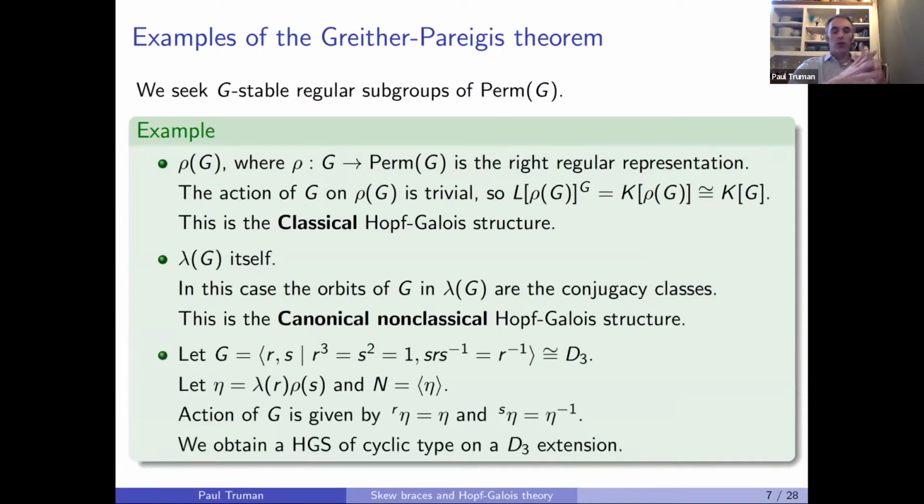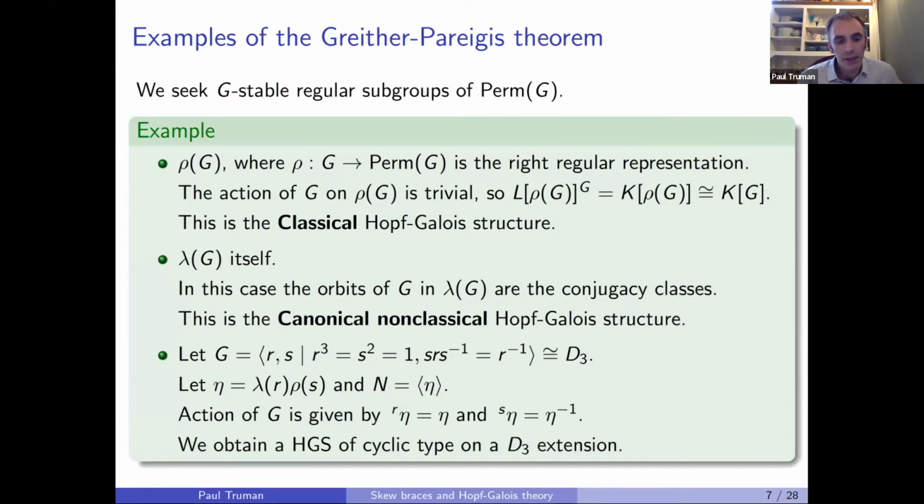And then just one more concrete example. This is going to be a running example through this talk. It's pretty small, but this sort of construction extends to a much larger family. If I take a D3 extension, then I can cook up a Hopf-Galois structure of cyclic type. And there's this nice construction where I combine something from lambda of G and something from rho of G.